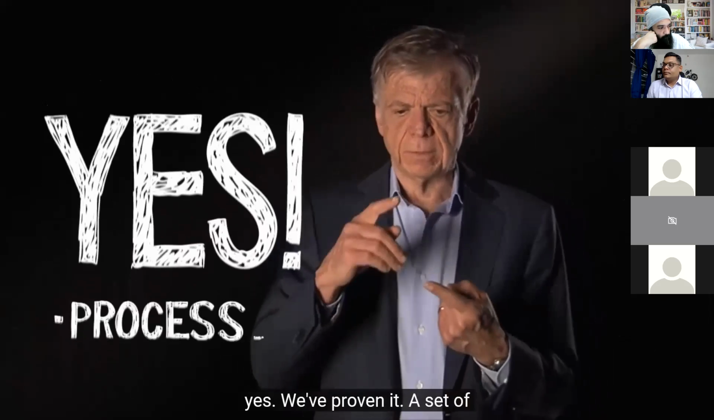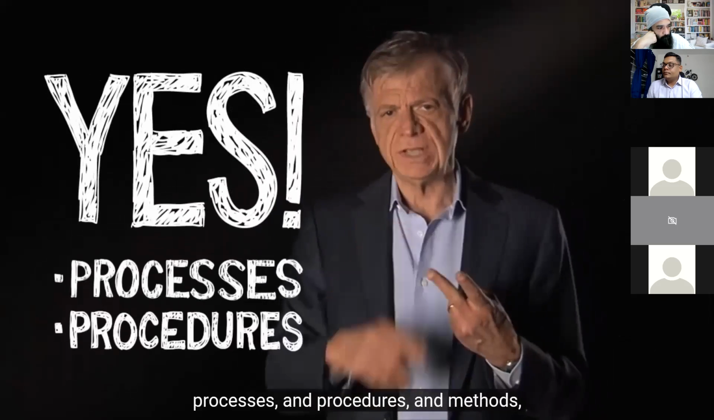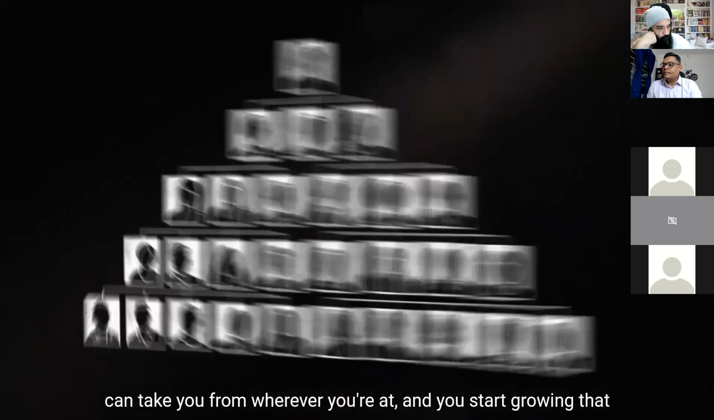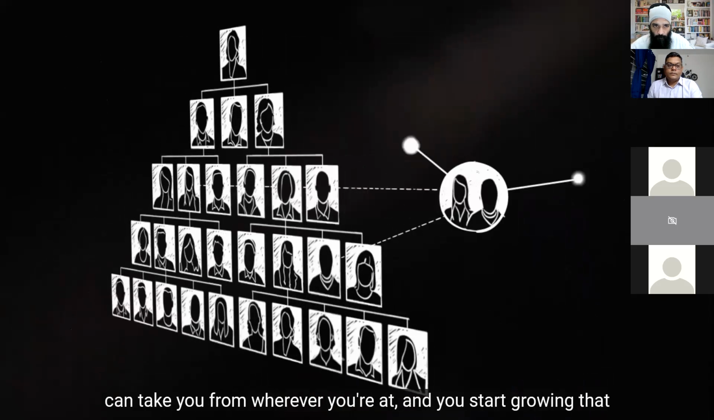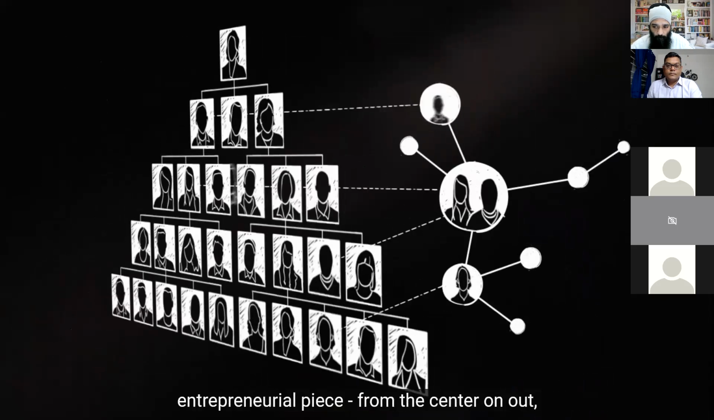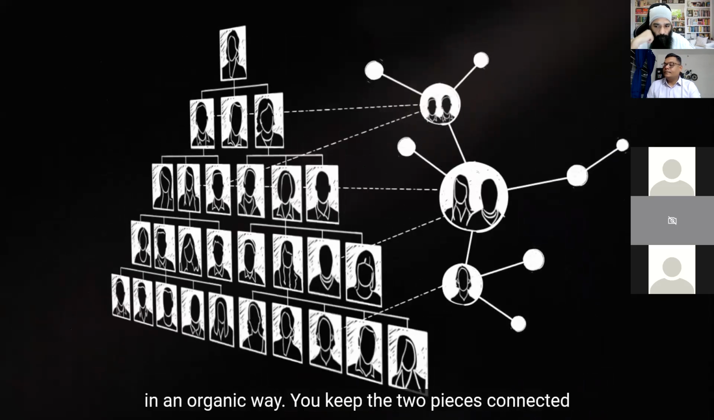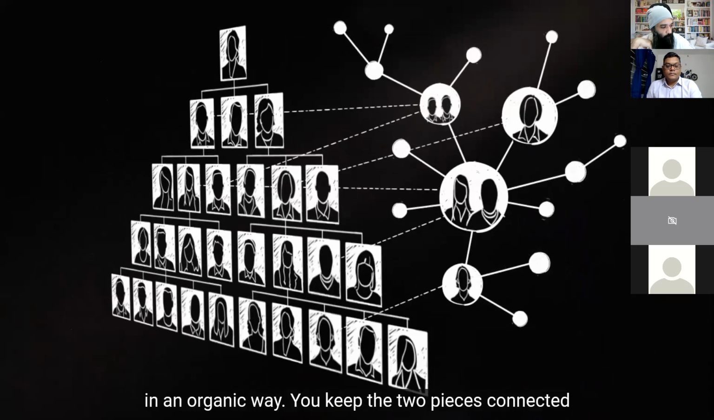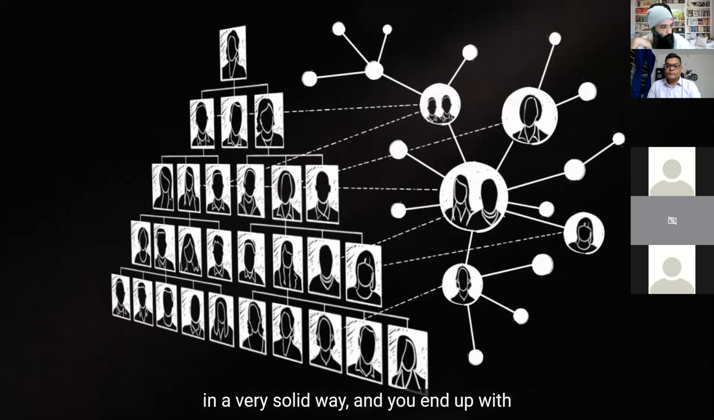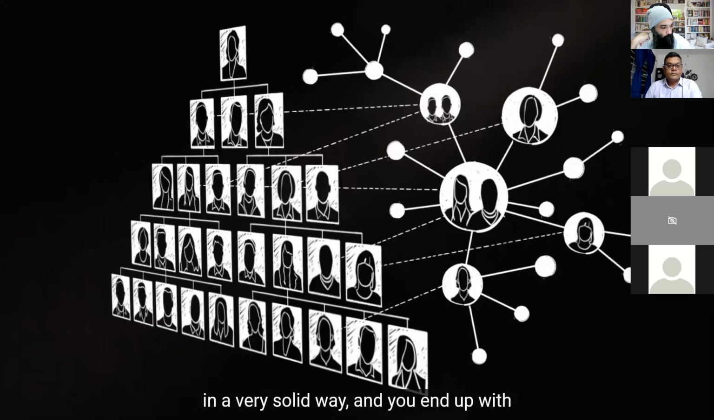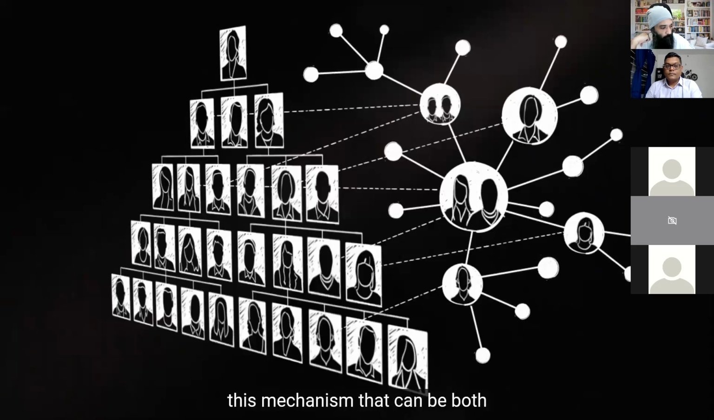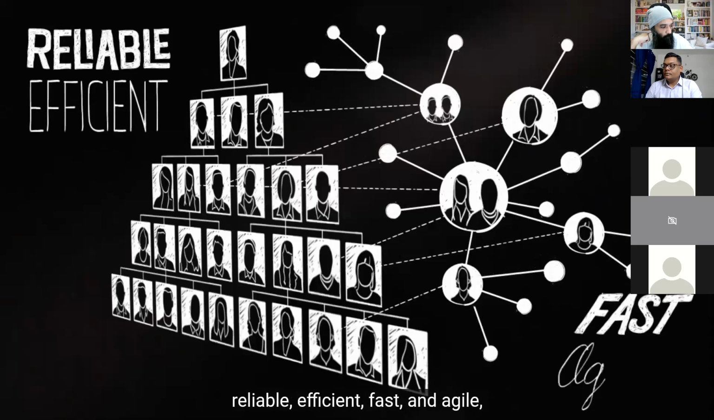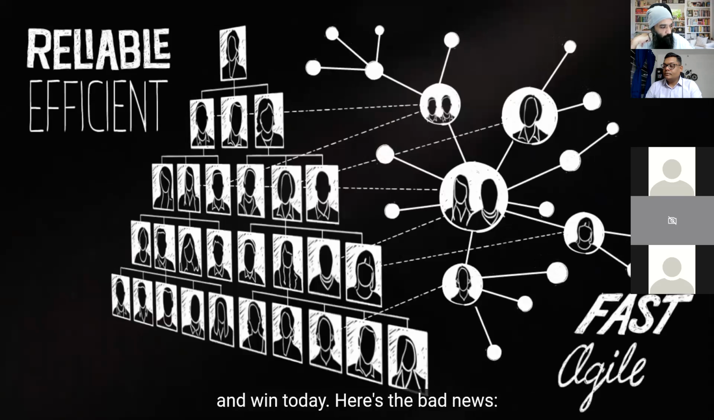A set of processes and procedures and methods can take you from wherever you're at, and you start growing that entrepreneurial piece from the center on out in an organic way. You keep the two pieces connected in a very solid way, and you end up with this mechanism that can be both reliable, efficient, fast, and agile, and win today.